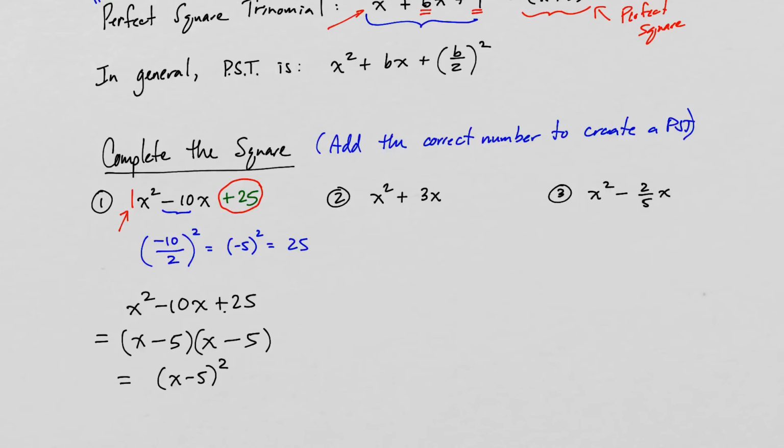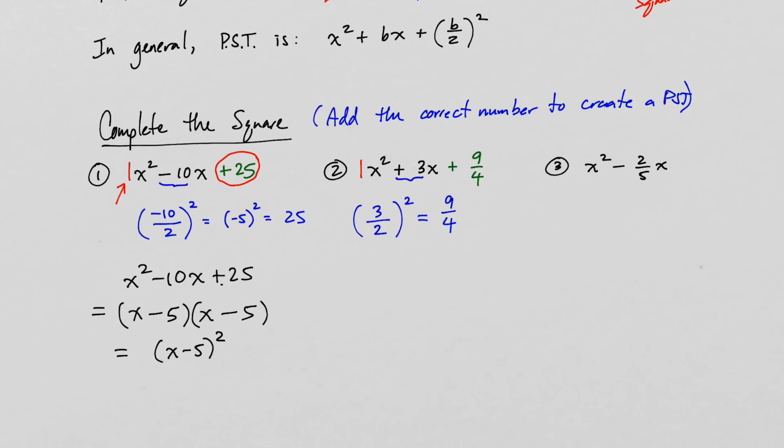Okay, next example, same thing. Notice we have 1x squared and then plus 3x. To complete the square, we need to figure out what number we need to add to make this a perfect square. The technique is we take the middle number, which in this case is +3, we divide it by 2, and we square the result. When you square 3 over 2, you get 9/4. So unfortunately, to complete the square here, we need to add the number 9/4.